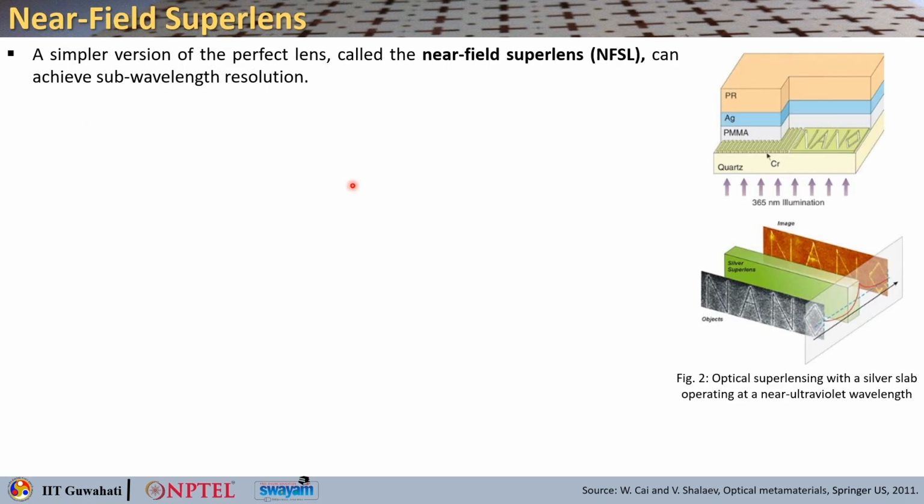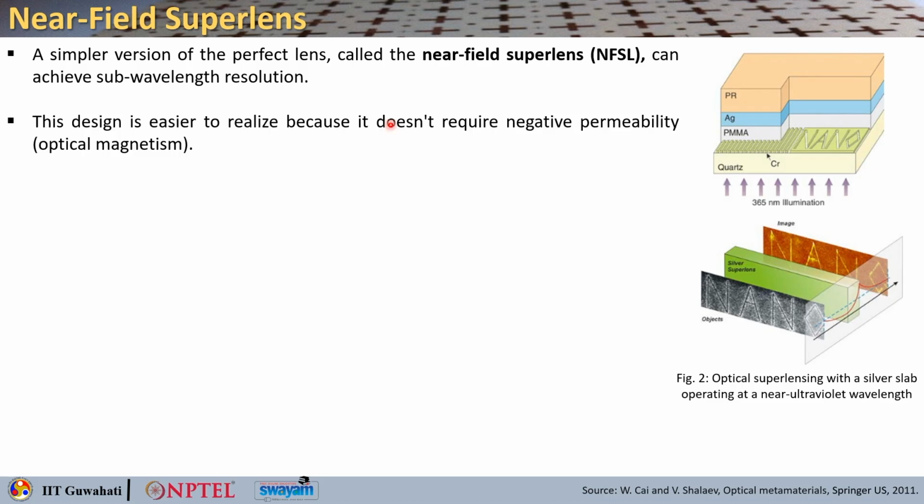So, let us look into the near field super lens, which is basically a simpler version of a perfect lens. We are talking about near field super lenses because they can also achieve subwavelength resolution. This design is easier to realize because it does not require negative permeability, that is optical magnetism. It only works with negative permittivity.